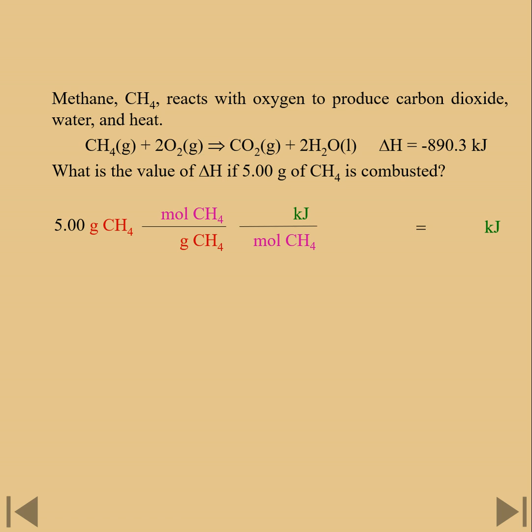I hope you have no problem determining the molar mass of methane at 16.0 grams per each mole. And that delta H equals negative 890.3 kilojoules per 1 mole of methane reacting. For negative 278 kilojoules. Does our answer make sense? Well, I definitely expect a negative when something is burning or releasing energy.